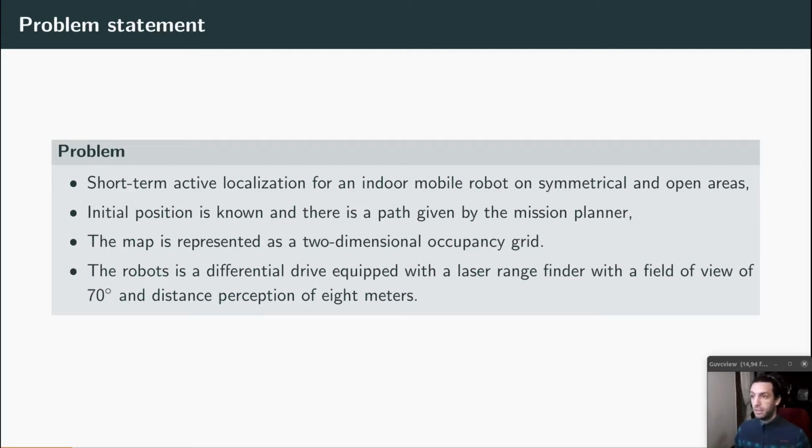The map is represented as a two-dimensional occupancy grid, and the robot we are working with is a differential drive robot equipped with a laser rangefinder with a field of view of 70 degrees and a distance perception of 8 meters, and this laser is fixed to the frame of the robot.